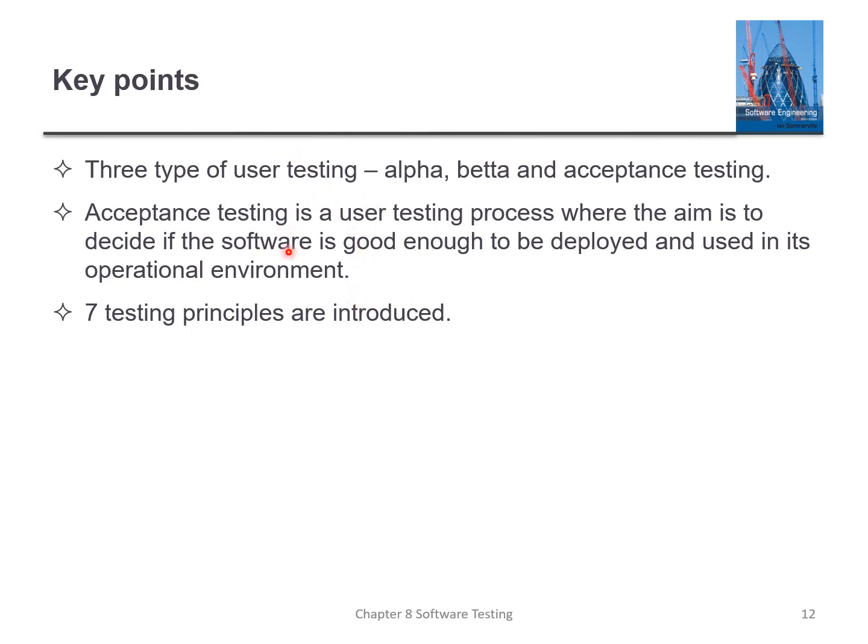Okay, if you do acceptance testing, it is a stage where a decision has to be made between the customer and the developer team to see whether to accept the system or not. And then we have come across 7 testing principles that you should always be aware of. And most of the principles or processes that you have seen here are actually derived from these testing principles.